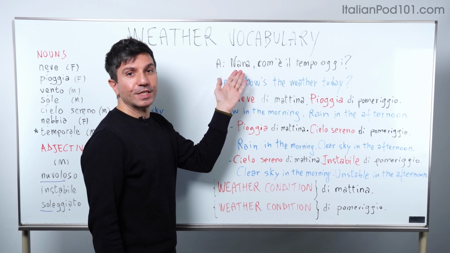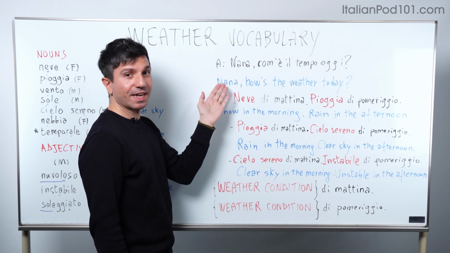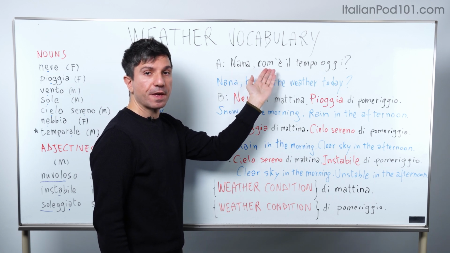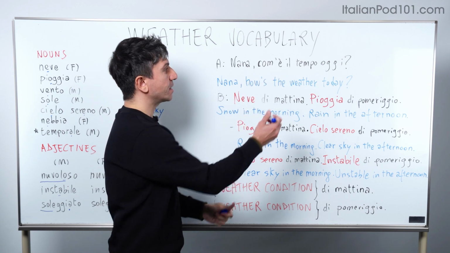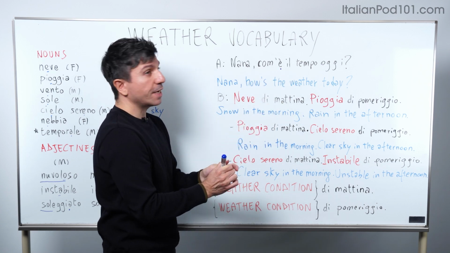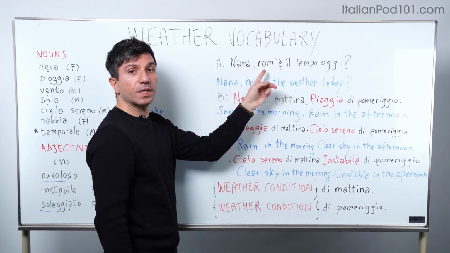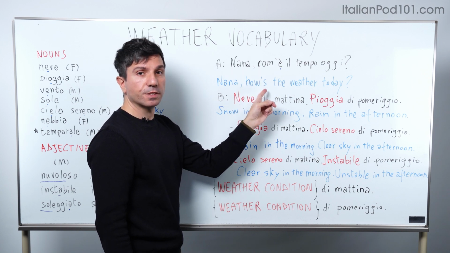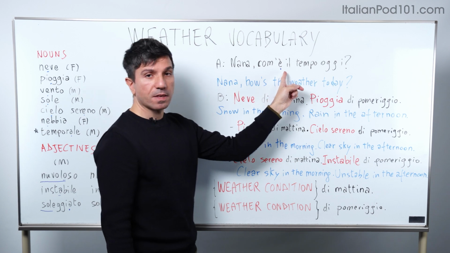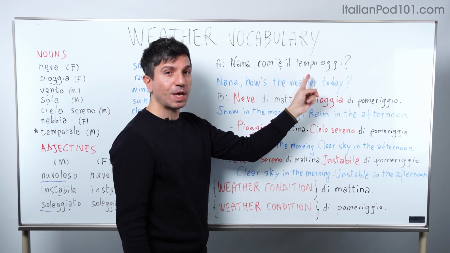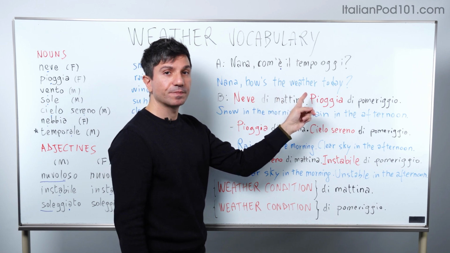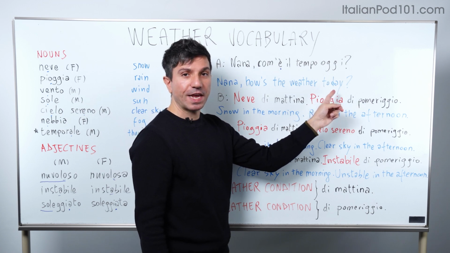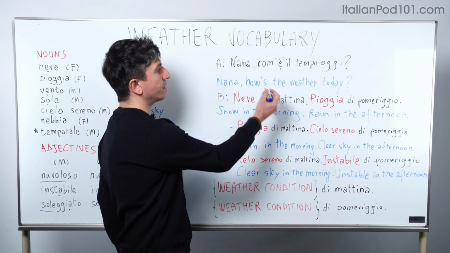Nana is the name of my digital assistant. So, Nana. Then the question. Com'è? The accent is on the E. E is the verb. And com is come, the word for the question. In English it is how. Com'è. Then il tempo, two words, il tempo, that means the weather. At the end of the phrase, oggi, that means today. Pay attention to the accent.